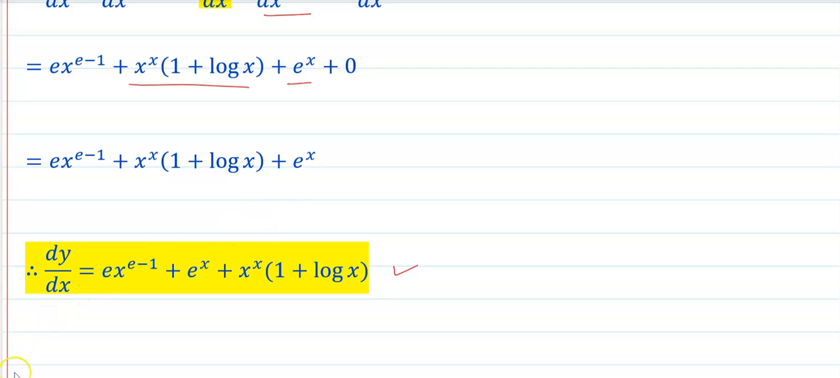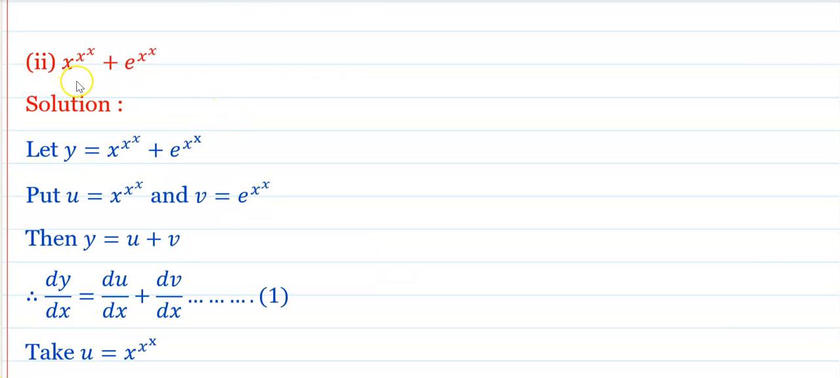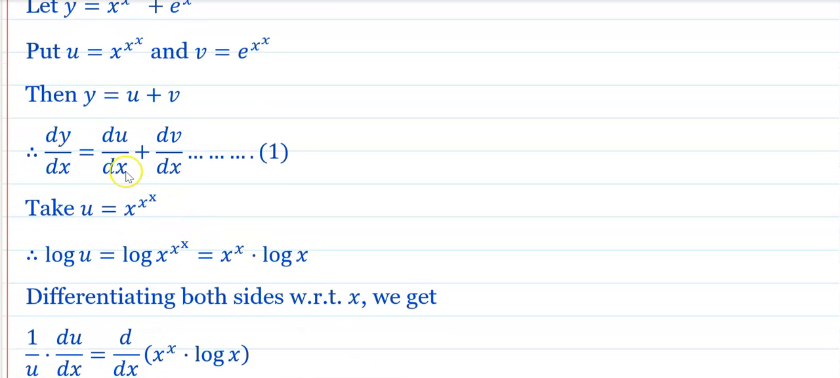Now the next example. Second example, x raised to x plus e raised to x. Let y is equals to x raised to x plus e raised to x. Now here u is equals to x raised to x and v is equals to e raised to x. Then y is equals to u plus v. Therefore dy by dx is equals to du by dx plus dv by dx.